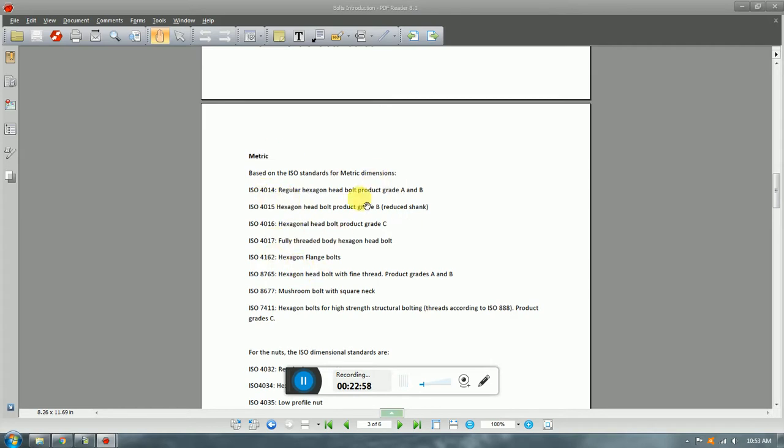Check if you want. You can probably find the ISOs on the internet. Some are going to be free, some you have to pay. But here you have all the pitch, all the dimensions for the thread, for the head, and everything. It is really fully dimensioned. And then you get the nuts.